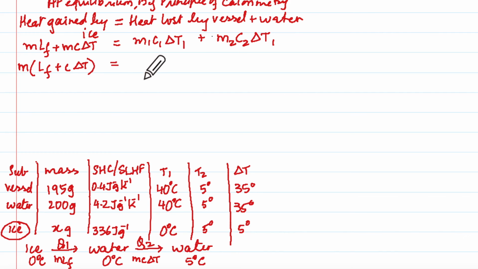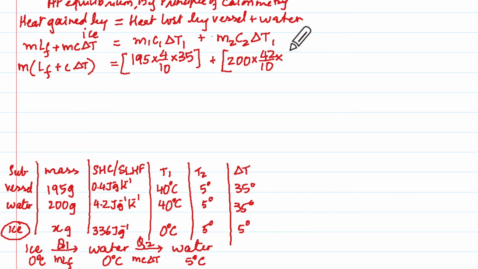And here start substituting. M1 will be 195 into 4 upon 10 into 35. Put a bracket for this so that you don't get confused and even the examiner doesn't get confused. For water, 200 into 4.2 means 42 upon 10 into 35.